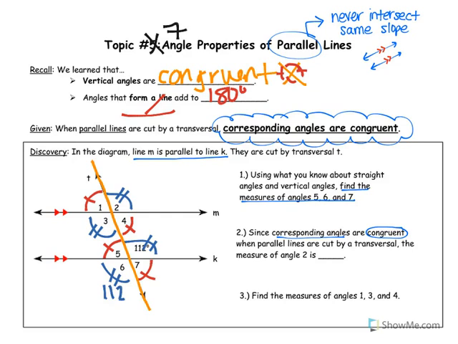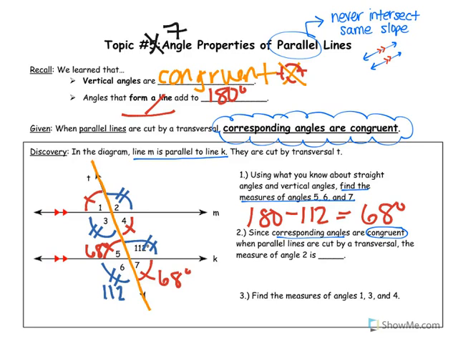And then it says what we know about straight angles. We know that 6 and 7 form a straight angle. They're going to add to 180. So 180 minus 112, I believe that gets you 68. So that means that my red angles are 68 degrees, okay?